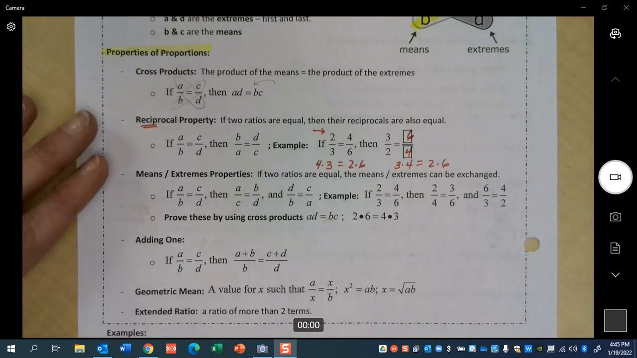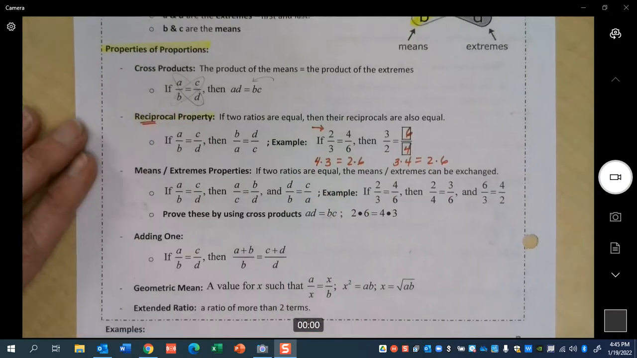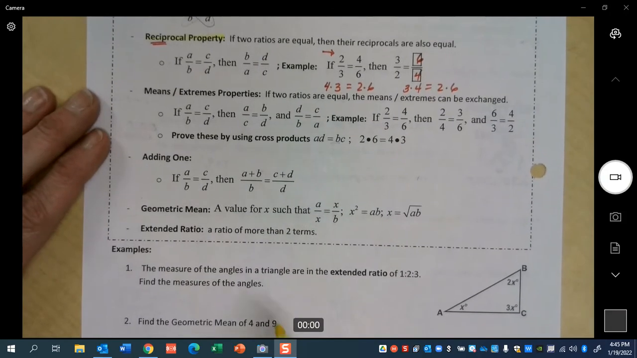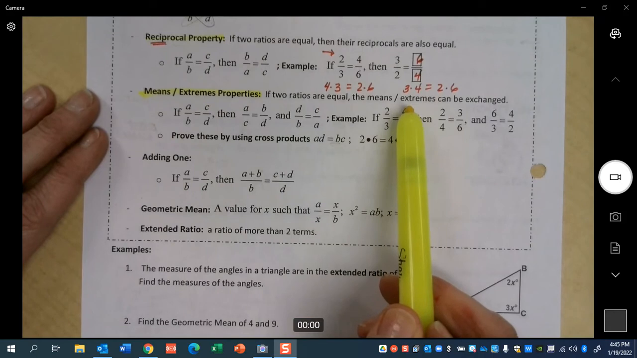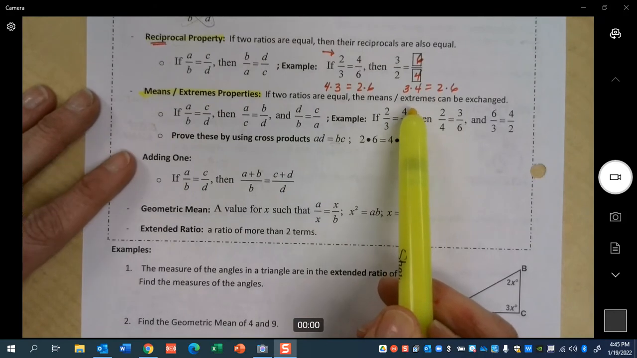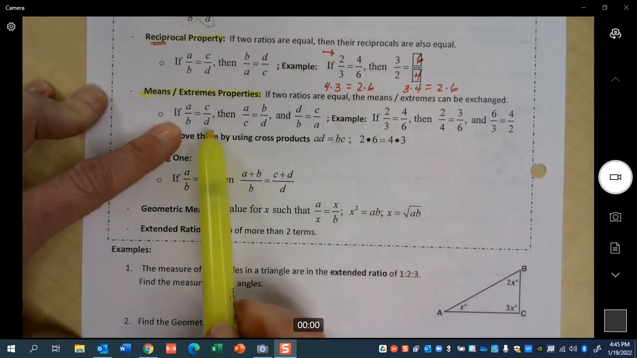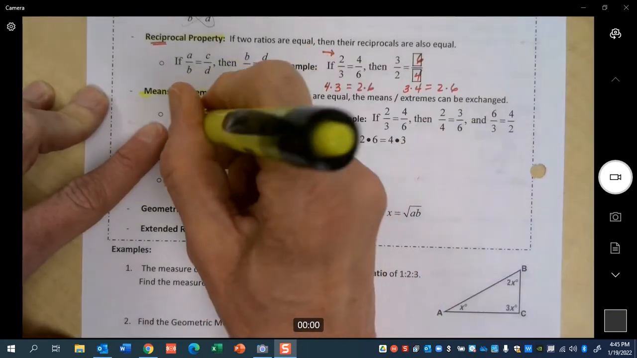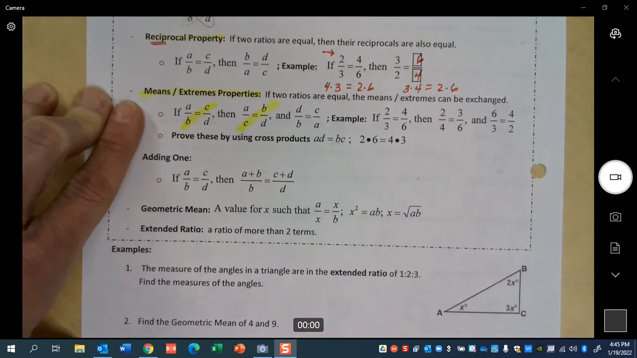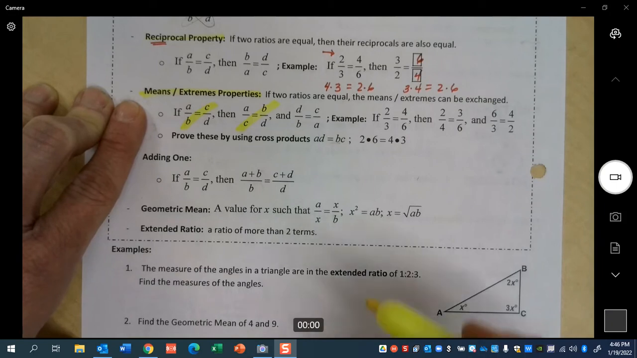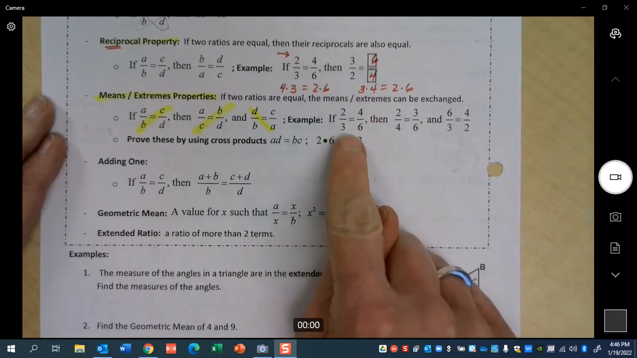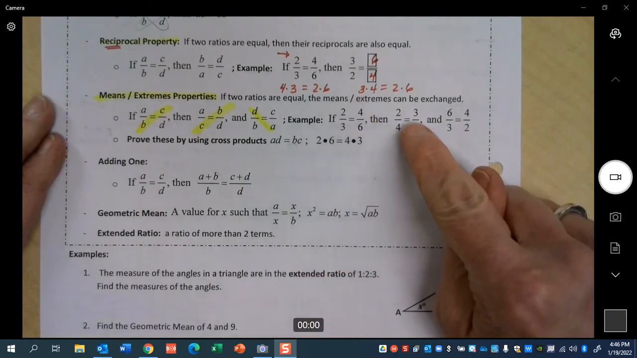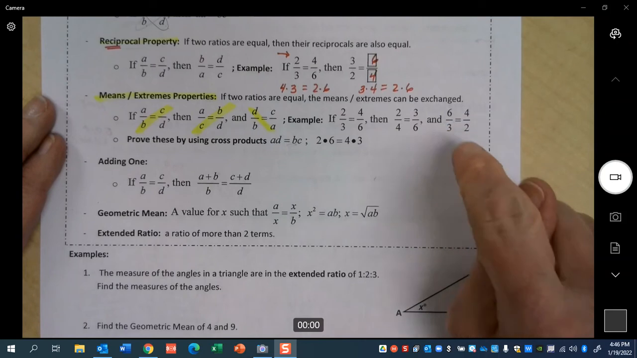All right, our next property, that's the reciprocal. Our next property is our means and extremes property. If two ratios are equal, I can interchange my means and extremes. So if I start off with the same story, notice I flipped my B's and C's, and here I flipped my D's and A's. Well, let's look at it with numbers. If I have 2/3 is equal to 4/6, I can flip this and flip this.